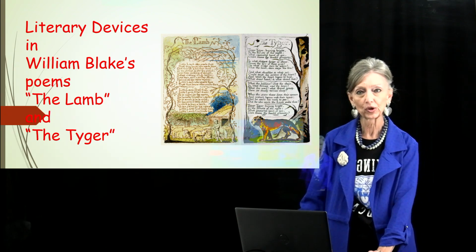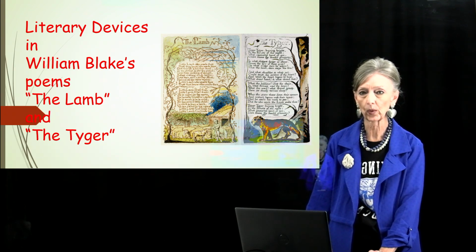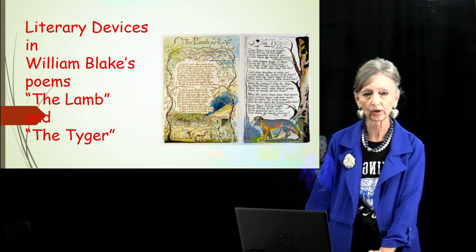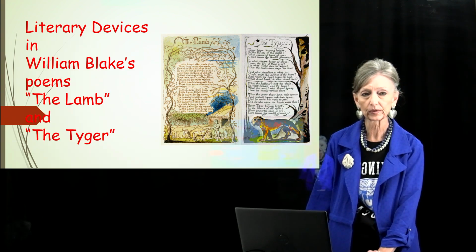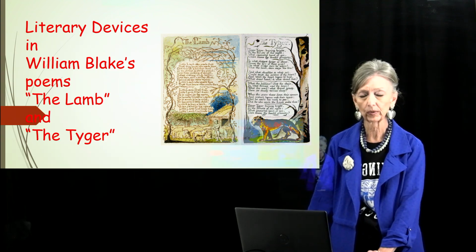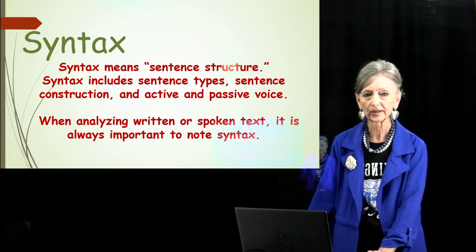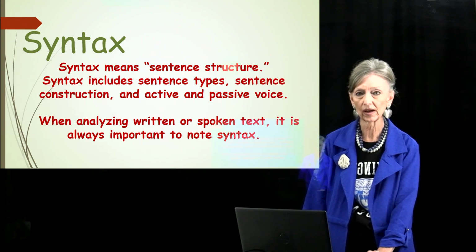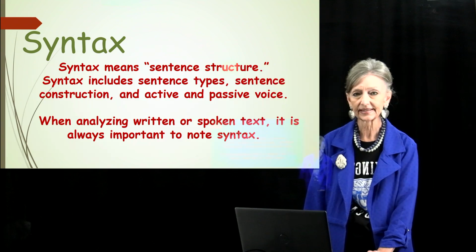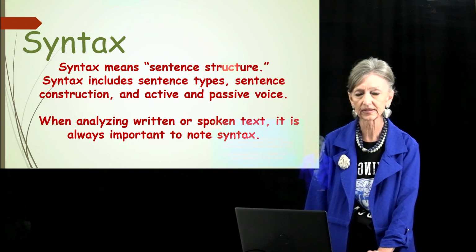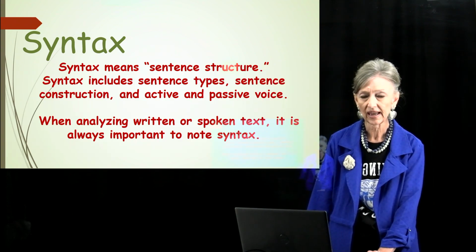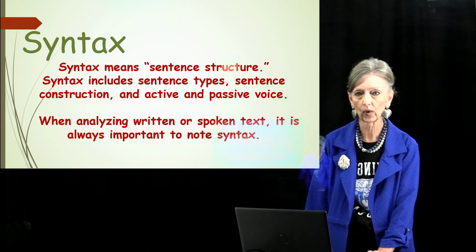Hello! Soon we will be studying William Blake's poems, The Lamb and the Tiger. Before we read them and study them, let's review some of the literary devices that we will see in these poems. One of the literary devices that we will want to take note of is syntax. Syntax means sentence structure. Syntax includes sentence types, sentence construction, and active and passive voice.